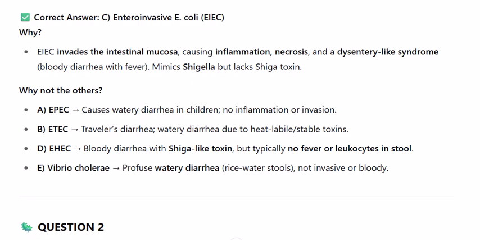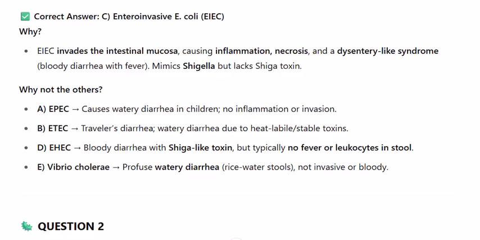Why not the others? A. EPEC causes watery diarrhea in children, with no inflammation or invasion. B. ETEC, traveler's diarrhea, watery diarrhea due to heat-labile and heat-stable toxins. D. EHEC, bloody diarrhea with Shiga-like toxin, but typically no fever or leukocytes in stool. E. Vibrio cholera, profuse watery diarrhea, rice water stools, not invasive or bloody.